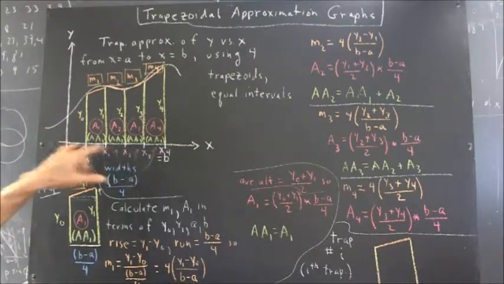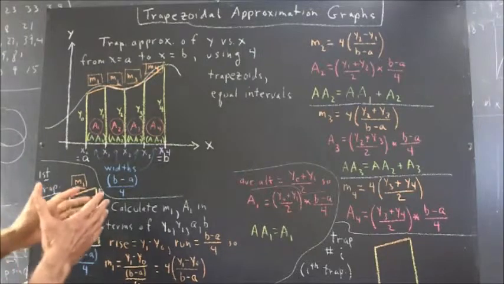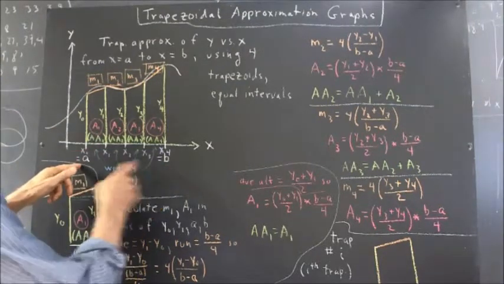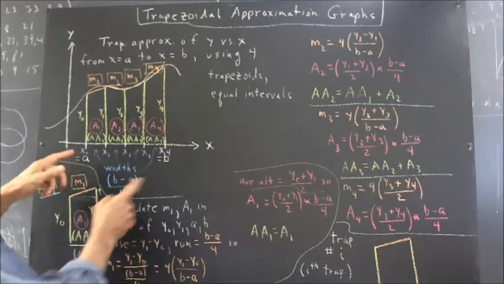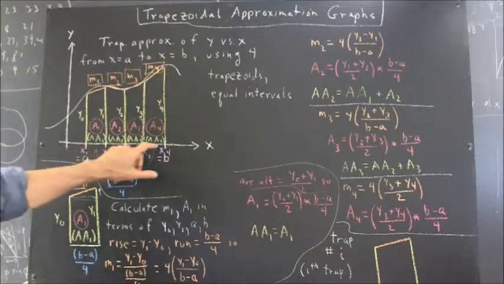The widths of these intervals, if we're using equal intervals, each have to be 1/4 the total width from A to B. Well, the width from A to B is just B minus A, so B minus A over 4 is going to be the width of each trapezoid.